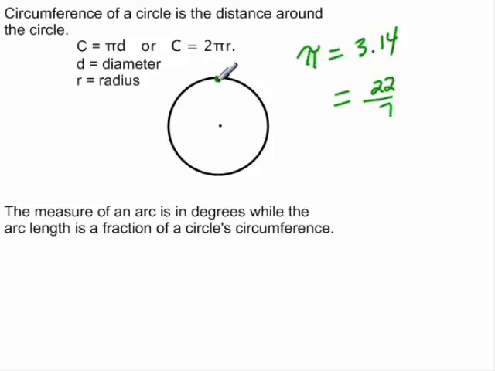So we have, say, arc AB here, and we're told that it's 90 degrees. What if I wanted to know the actual length of it? If I were able to put a piece of string here, what would the length of that arc actually be? And by doing so, we have what is called arc length.